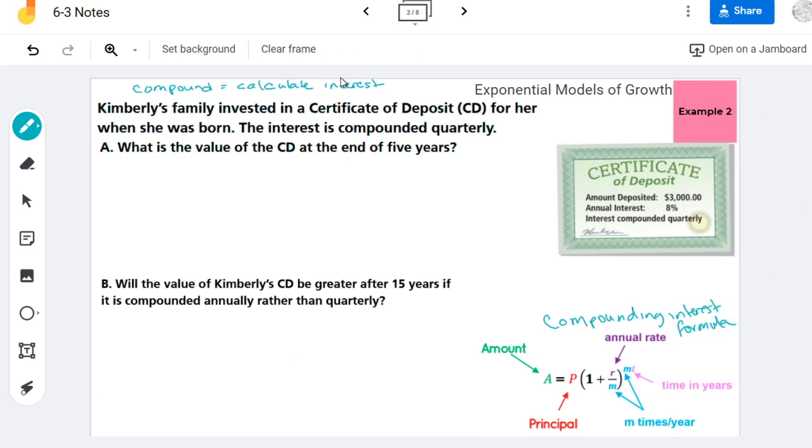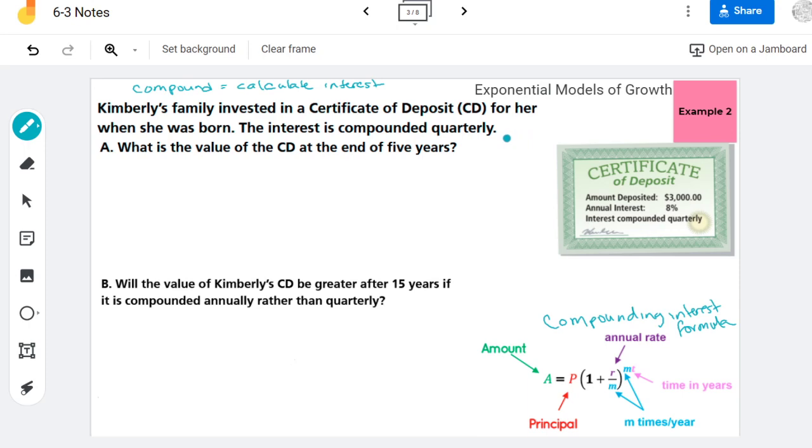And that's going to be kind of our go-to. Alright, so here we go. Kimberly's father invested in a certificate of deposit, also called a CD, for her when she was born. The interest is compounded quarterly.